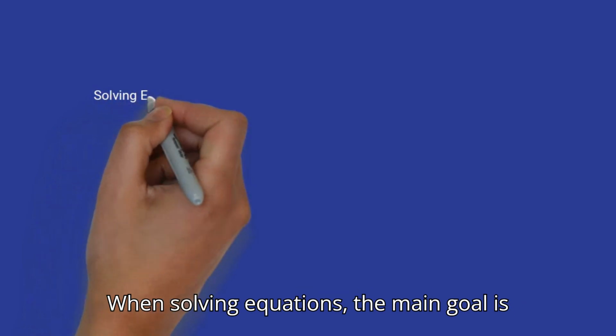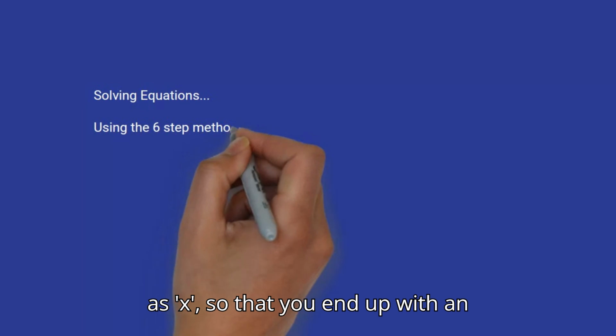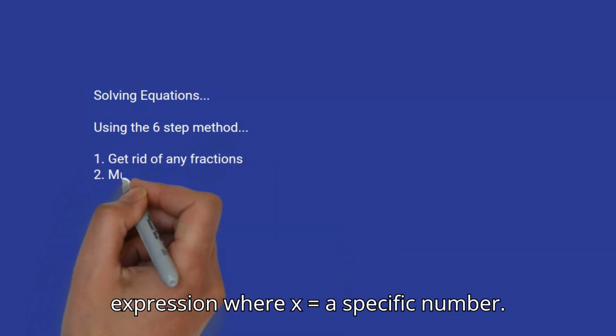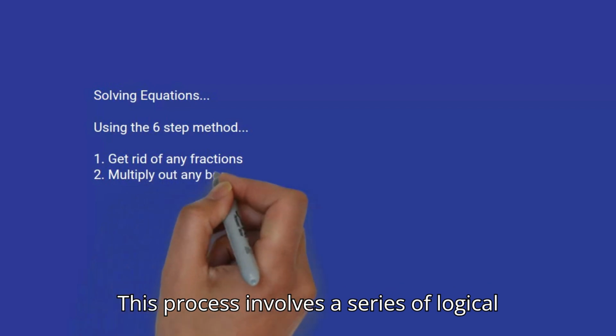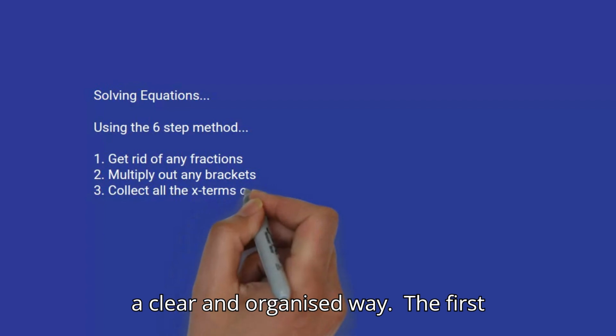When solving equations, the main goal is to isolate the variable, usually denoted as x, so that you end up with an expression where x equals a specific number. This process involves a series of logical steps that help rearrange the equation in a clear and organized way.